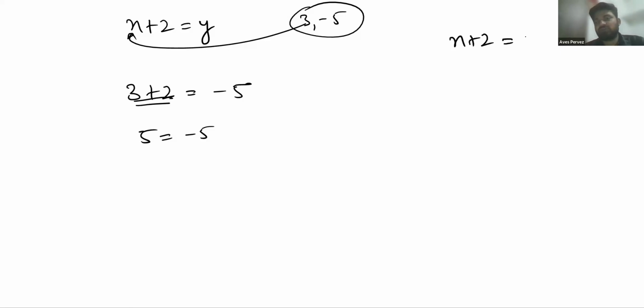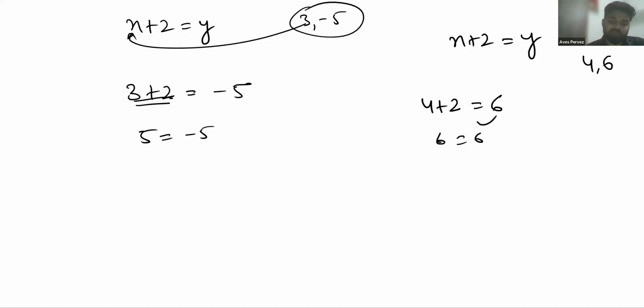x plus 2 is equal to y. That is 4, 6. Now put x as 4: 4 plus 2, and y as 6. So we'll get 6 equal to 6. This coordinate is satisfying. Okay, got it?